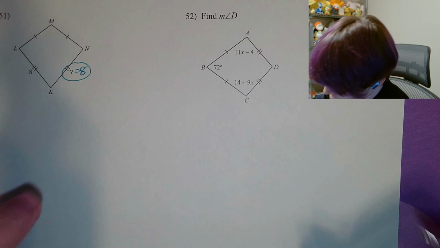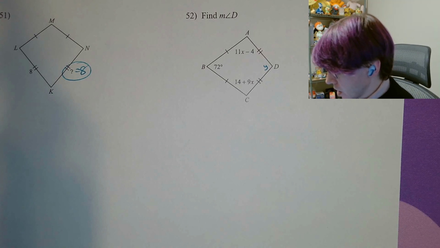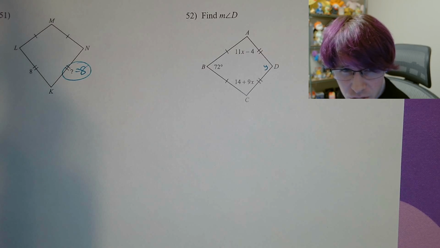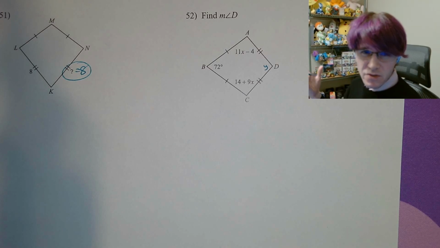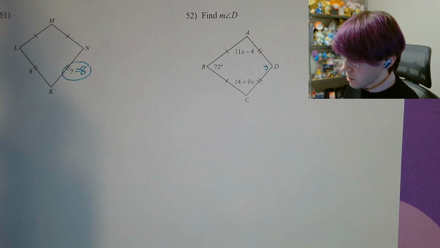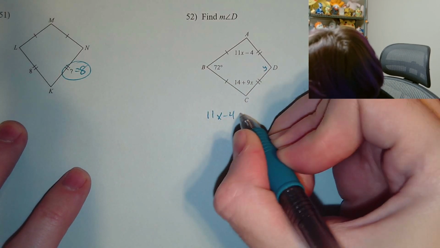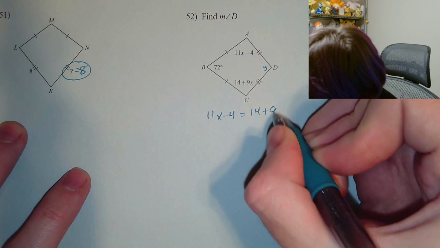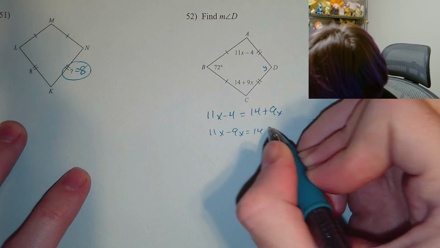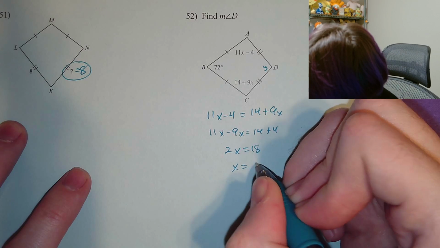3-step process on this one because we're trying to figure out, hey, what the heck is this guy? I'll call it y over here. A little y there for measure of angle D. We know that all three of those have to add to 360. The problem is we have two different variables, so we wouldn't be able to figure out which one is which. But we are able to know that these two are equal to each other. So we can do 11x minus 4 is equal to 14 plus 9x, or in other words, 11x minus 9x is equal to 14 plus 4. 2x equals 18. X is equal to 9.